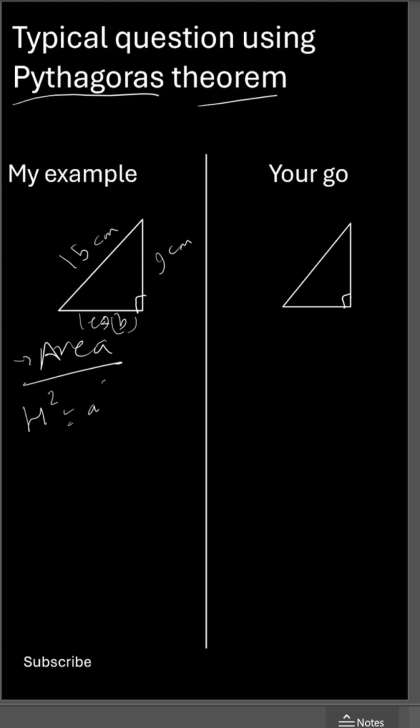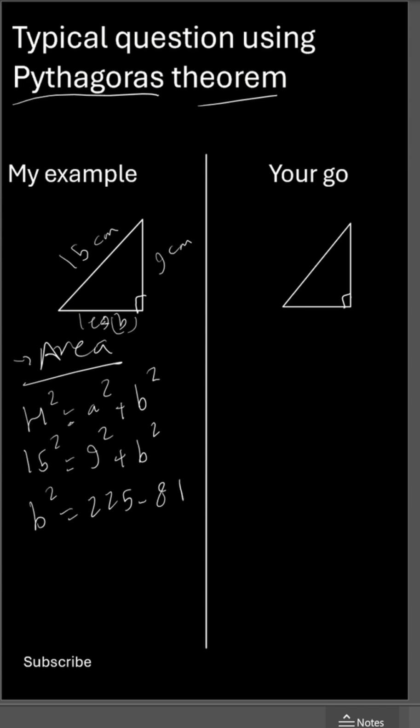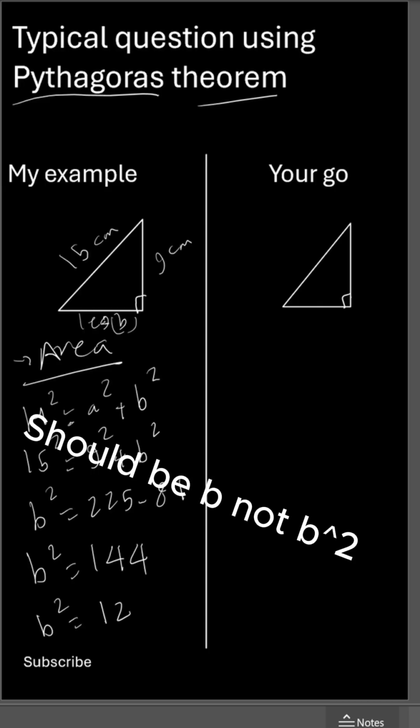Again, h squared equal a squared plus b squared. So 15 squared equal 9 squared plus b squared. So b squared is 225 take away 81. Put that on the calculator. What do you get? You are right. So b squared is 144. You recognize that. What is the square root of 144? It's 12. So 9, 15, and 12.